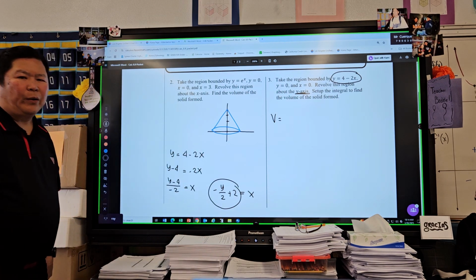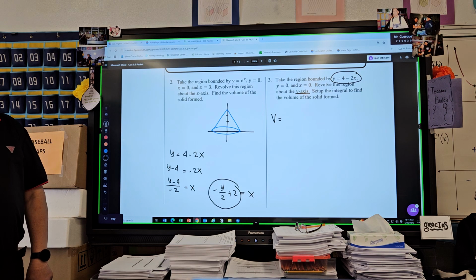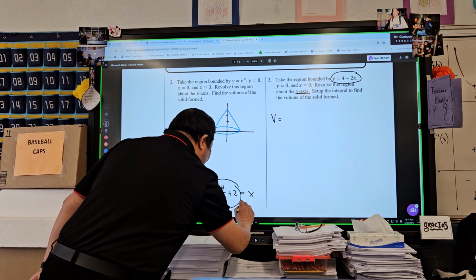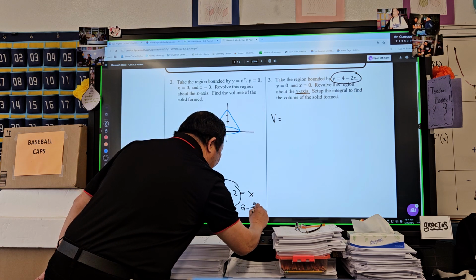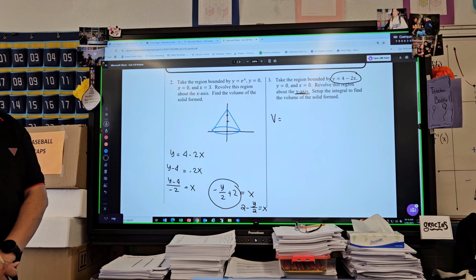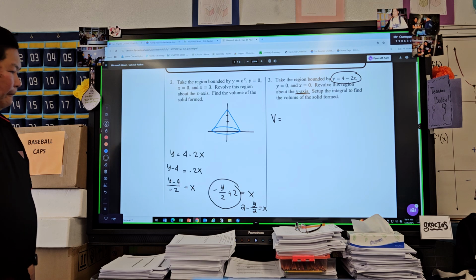Can we switch that one into 2 minus y over 2? Yes or no? So I can rewrite this now as 2 minus y over 2 is equal to x. Clear, guys? So what is our limit again?